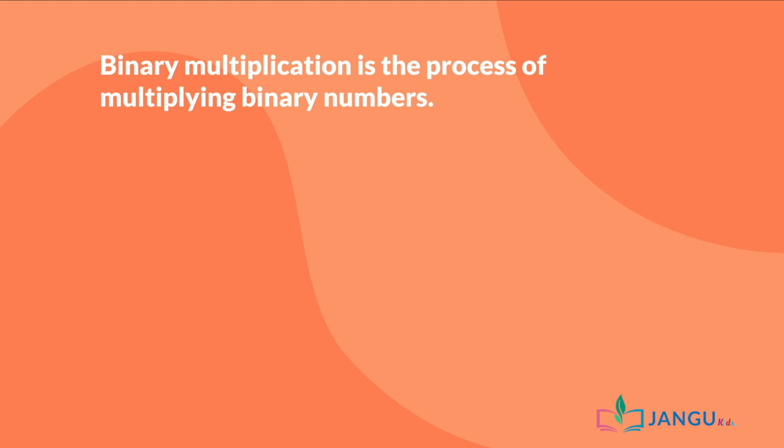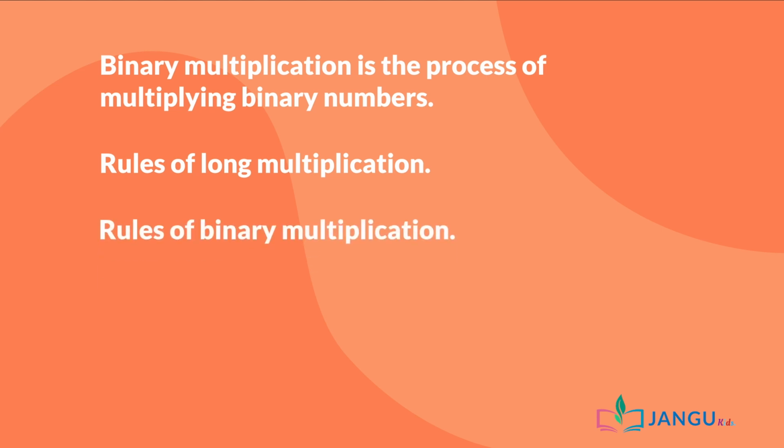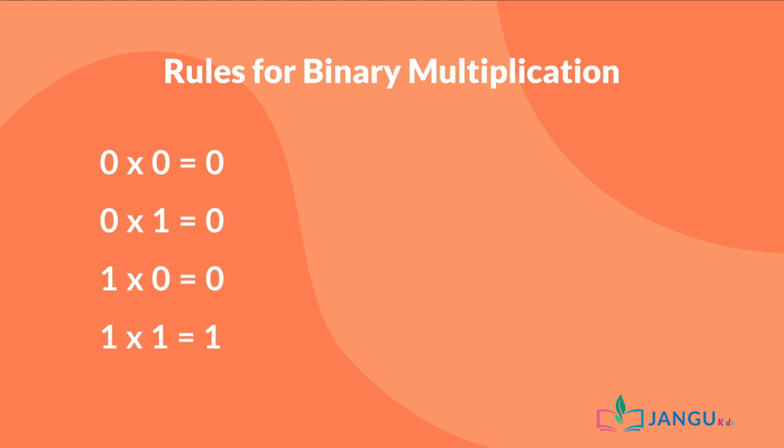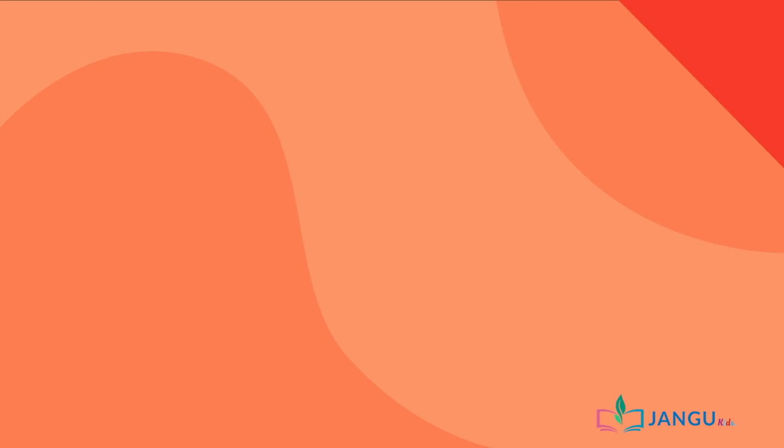Binary multiplication is the process of multiplying binary numbers. It is carried out by using the rules of long multiplication, as it is done in the decimal system, as well as using the rules of binary multiplication. The rules for binary multiplication are 0 times 0 equals 0, 0 times 1 equals 0, 1 times 0 equals 0, and 1 times 1 equals 1. We will now look at some examples on multiplication of numbers in base 2 numerals.